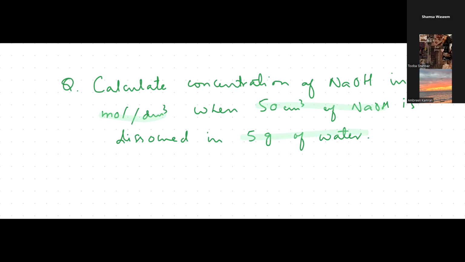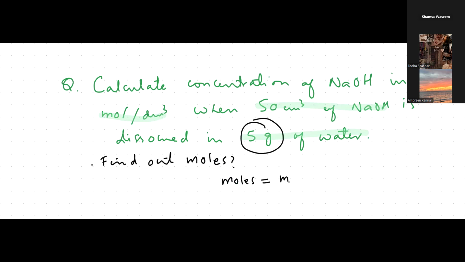Can we find out moles? Why are we going to find out moles? Because the mass is given, and we have to find the concentration in mole per decimeter cube. We have the volume given, but you will convert this mass into moles. Remember how we find moles: moles is equal to mass in grams upon Mr. So we calculate moles by using the formula mass in grams upon Mr.